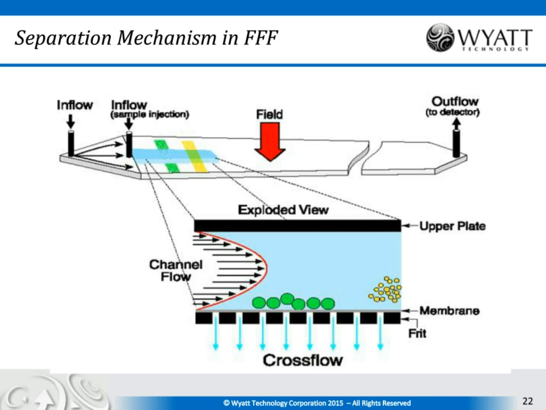The large particles will not diffuse very much, and they'll stay close to the membrane. The smaller particles will be able to diffuse higher up. Now the channel flow has this parabolic flow profile, and so the higher it diffuses, the faster it's going to elute out the end of the channel, and this is how we affect the separation. The smaller things go higher up into the channel, are swept out first. The larger things stay closer to the membrane and are swept out later on.